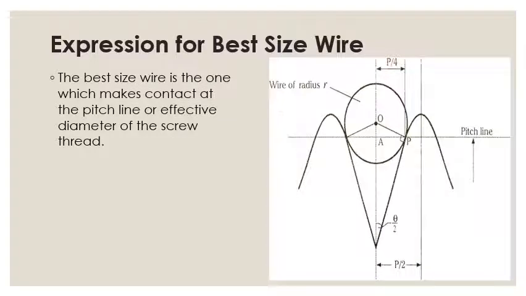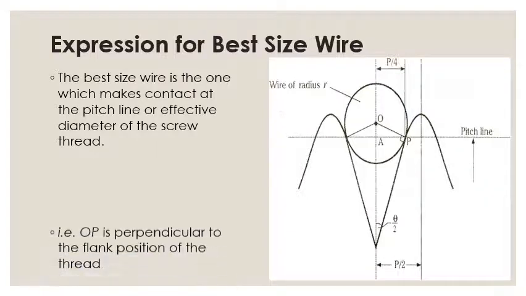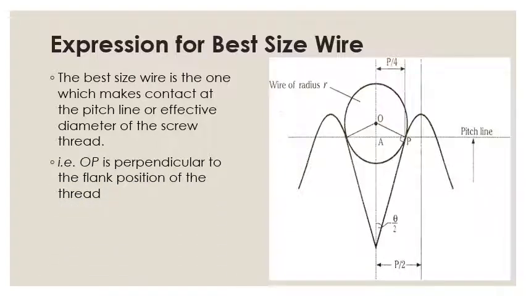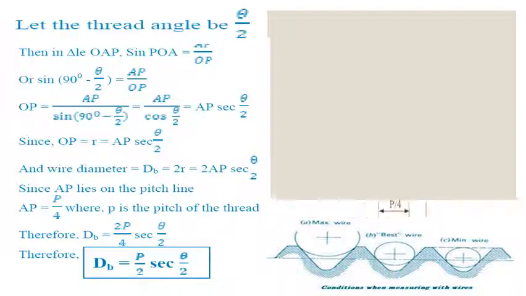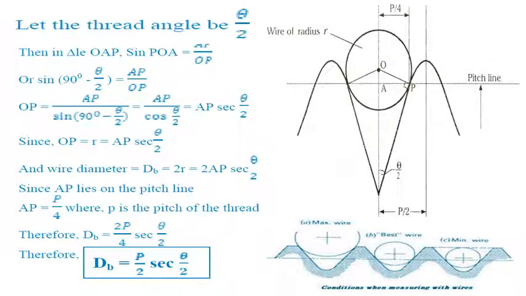So in simple terms, the best size wire is one which makes contact at the pitch line, or effective diameter, of the screw thread. That is, we can say OP is perpendicular to the flank position of the thread. So let us derive the expression for the screw thread best size wire. Let half of the thread angle be theta by 2.